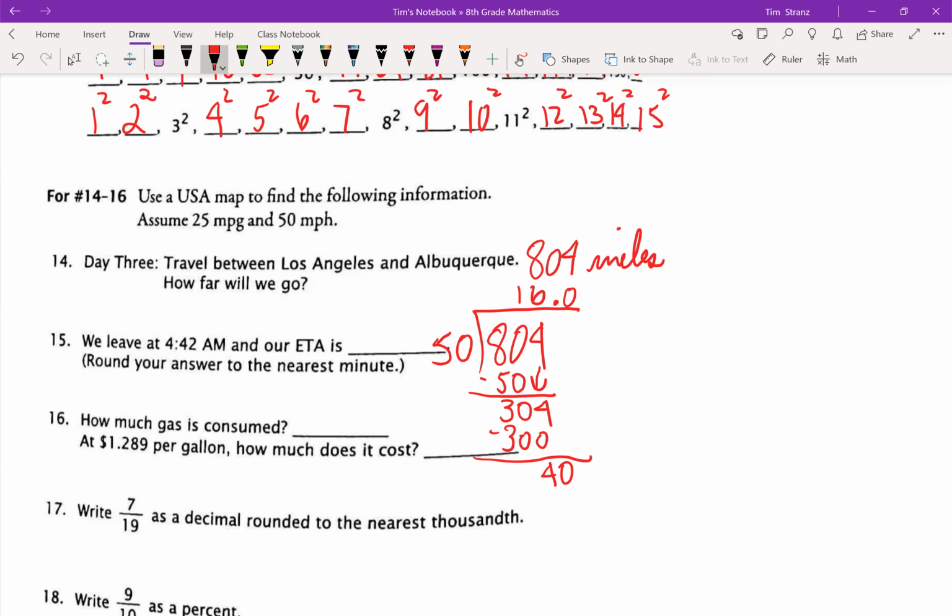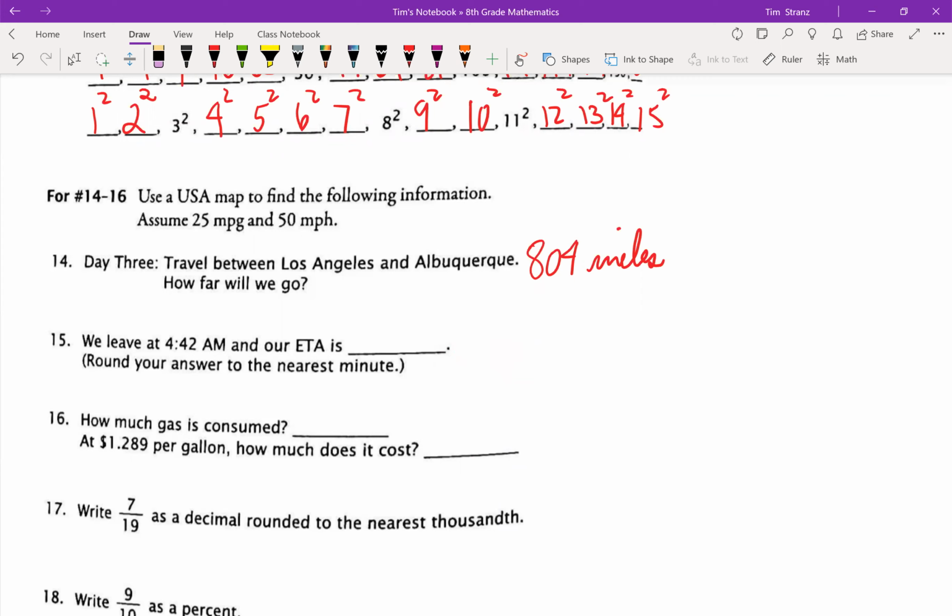Okay, bring down another, that 50 goes, so about 16 hours and 8 minutes. All right, erase this here. So 16 hours and 8 minutes. All right, so if we do 4:42, we're going to do some military time here. 4:42 and 16:08.